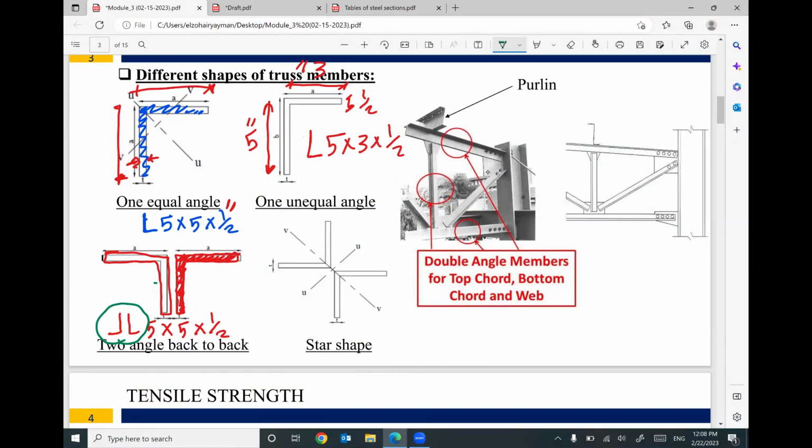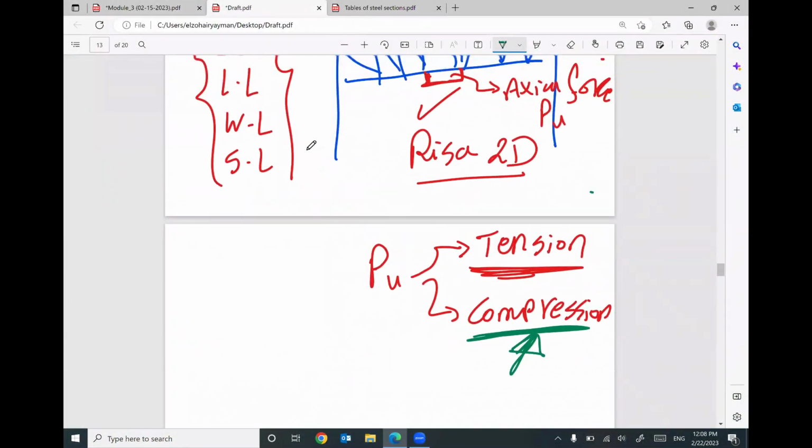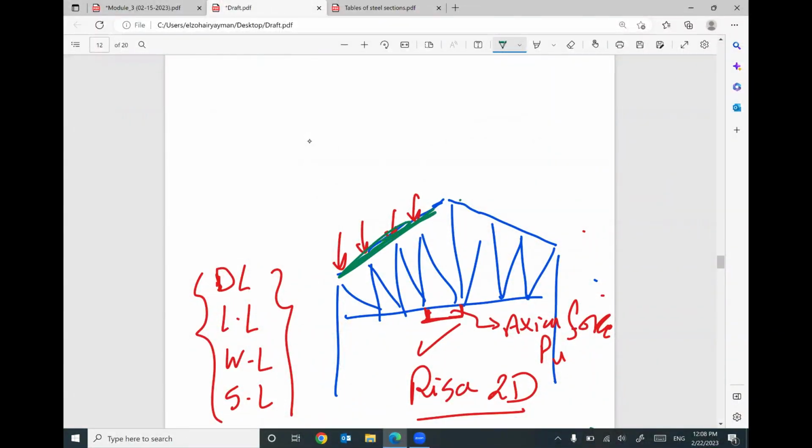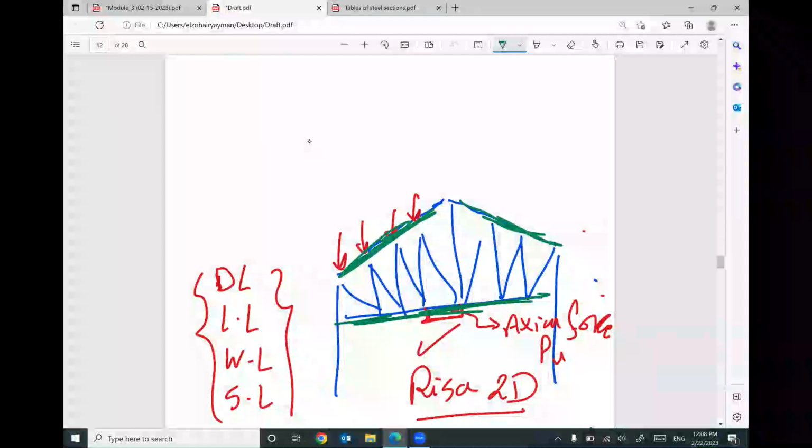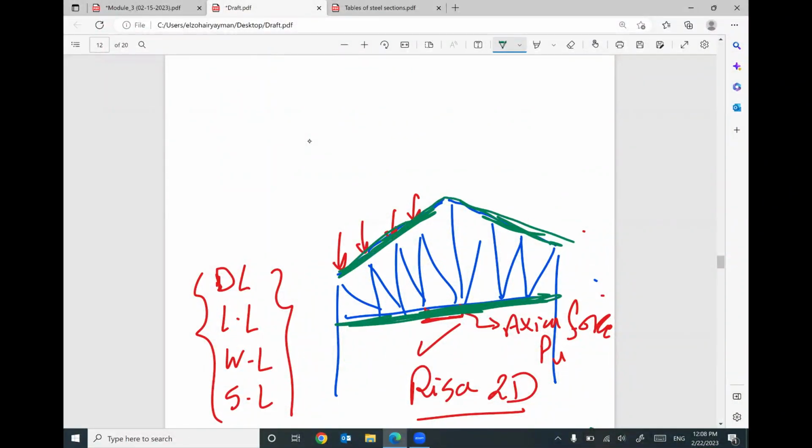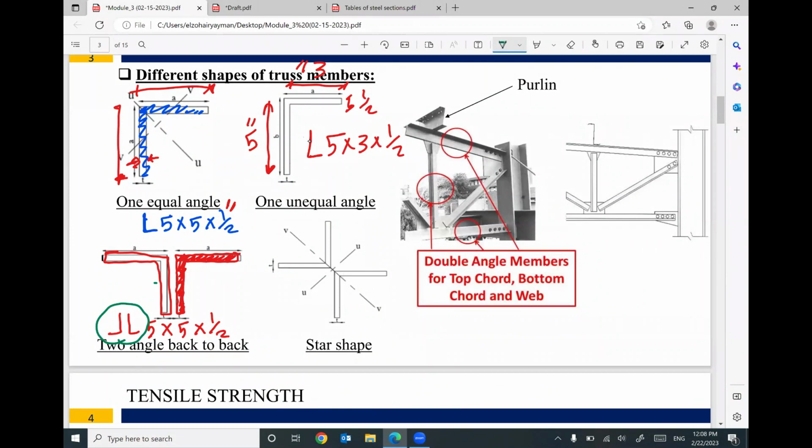And I told you last meeting that I will use the double angle most of the time for the top chord and the bottom chord of the truss. Most of the time they will be double angles. Most of the time your web members, the vertical members and the inclined members, will be only one angle. So these will be one angle, these will be double angle back to back. Anyway, sometimes you have two angles that create a star shape. Sometimes we can use this shape in your member, but most of the time, this one and this one.